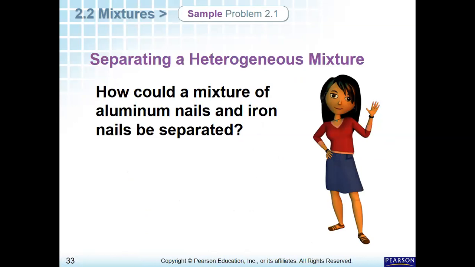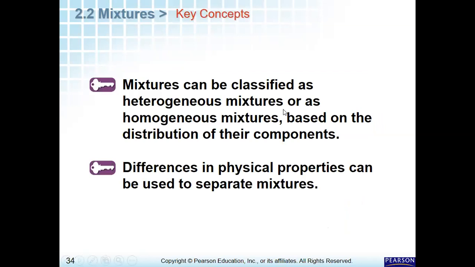Separating a heterogeneous mixture like aluminum nails and iron nails is easy. You have to know some of the physical properties of both elements. So you will find that iron is easily attracted to a magnet, so it's easy to use a magnet to differentiate between them. That's the concept we covered together today, guys.